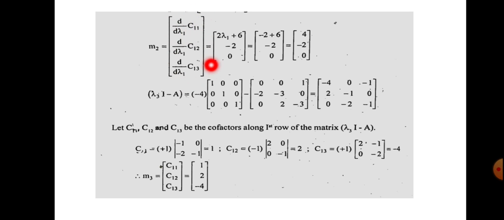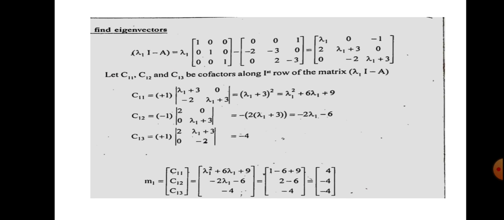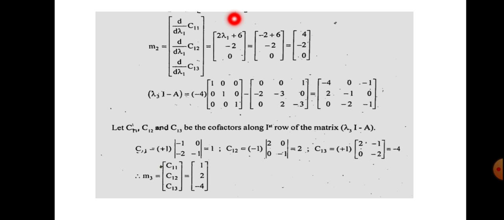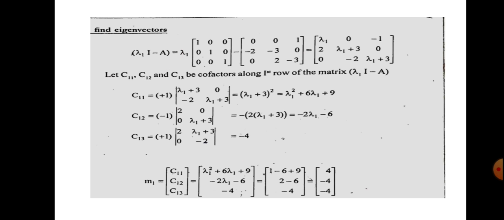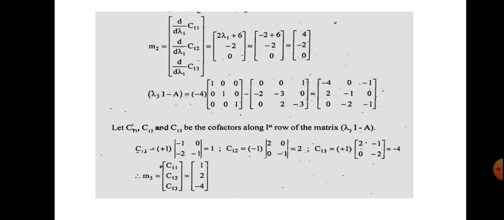Okay, so you will get the modal matrix entry as 2 lambda 1 plus... See here, what is C11? C11 has an equation in the previous step, this one. So when you take the first derivative, you will get 2 lambda 1 plus 6. That is written here. Okay. The second entry is d by d lambda 1 of C12. C12 is here, minus 2 lambda 1 minus 6. So taking the first derivative will give you minus 2. So minus 2 is written here. Okay. Similarly, you can find the other derivatives. So you will get this.